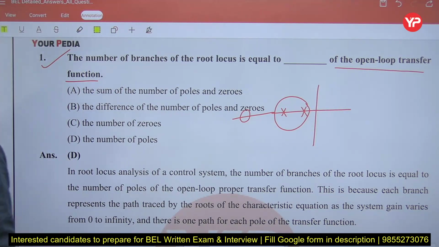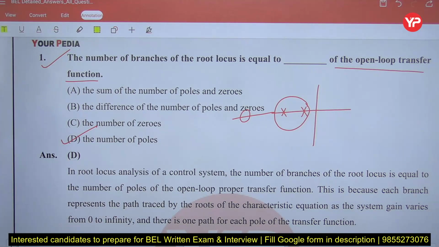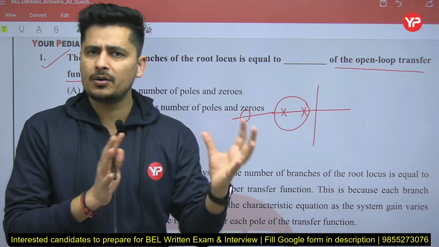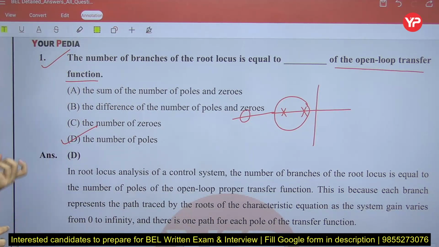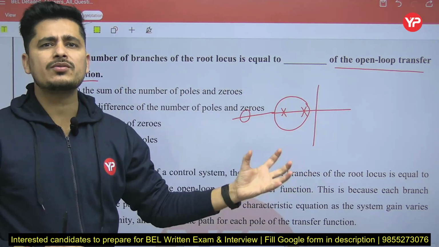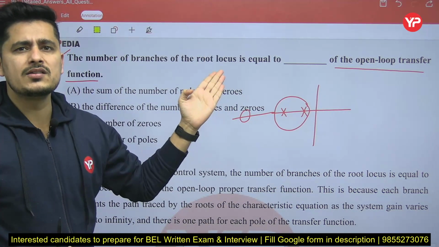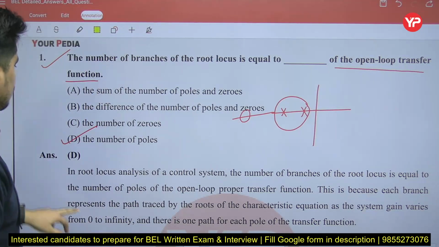So what is the answer for this question? The number of poles. If he is asking about the root locus branches, they are equal to the number of poles for a proper transfer function. If it is not a proper transfer function, then it will be decided by whichever is greater, the zeros or the poles. Next question.